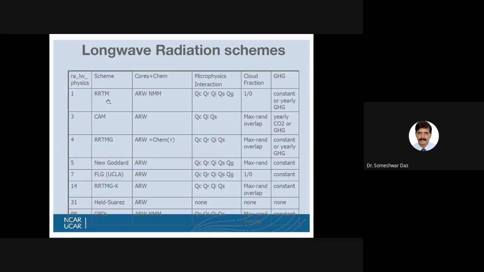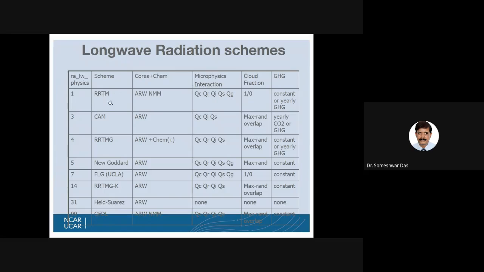Generally, it is very important for the chemistry because the gases interact with the radiation. You know that there are absorption bands in the radiation spectrum. Some gases absorb very highly in certain wavelengths. Some gases act as a window to certain wavelengths. So there is the chemistry option, core plus chemistry, available in the ARW and NMM.